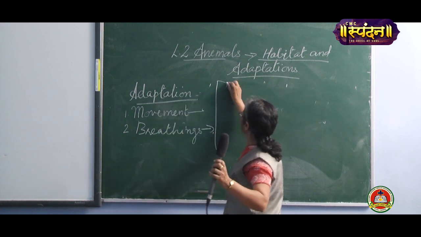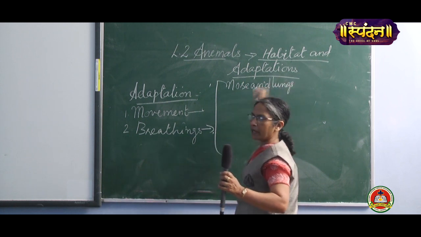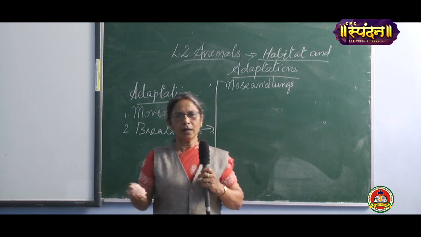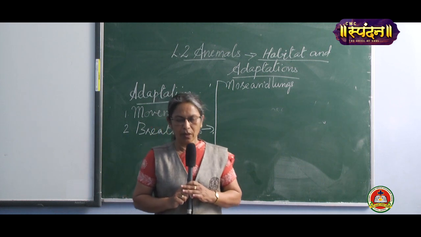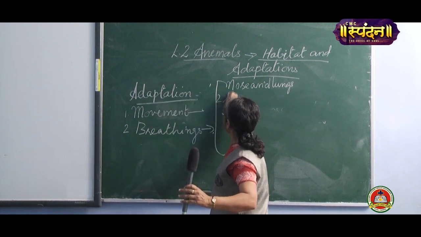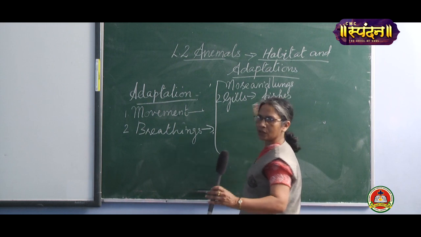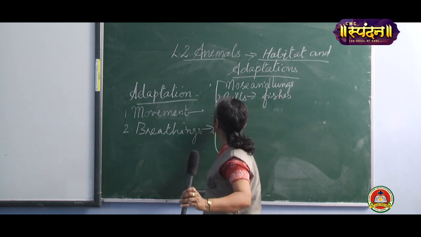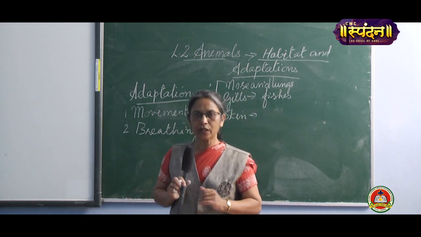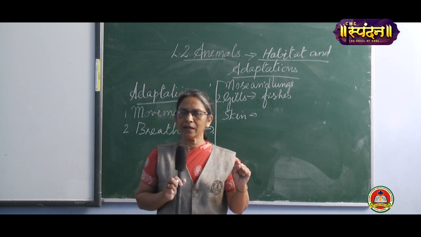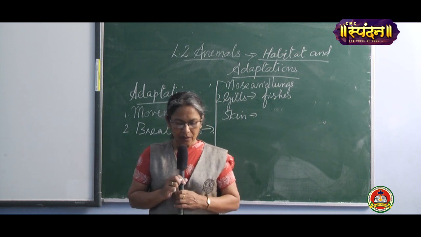Now the first one is nose and lungs. This is used by human beings and elephants, tigers, horses and all, children. They have nose and lungs which help them in breathing. Second one is gills. Again, fishes use gills to breathe in water, children. Then the third one, skin. Animals like frog, children, and earthworm breathe through their moist skin, and when they are on land, they breathe through lungs, especially frogs.